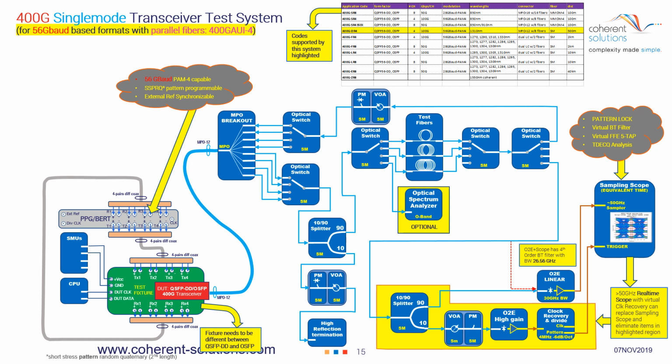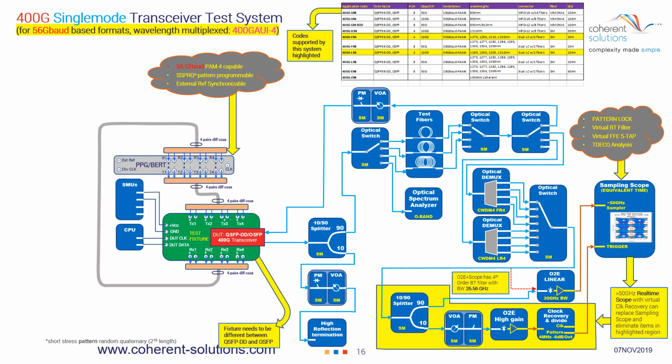Okay, let's move on to the next one. Again, in this standard, we see the use of CWDM4, which actually has 4 separate wavelengths, and that's why the optical spectrum analyzer is very important. This is very similar to the CWDM in the 100 gig, except of course everything is running with a PAM4 signal at a higher data rate in order to accomplish the net goal of getting to 400 gig.